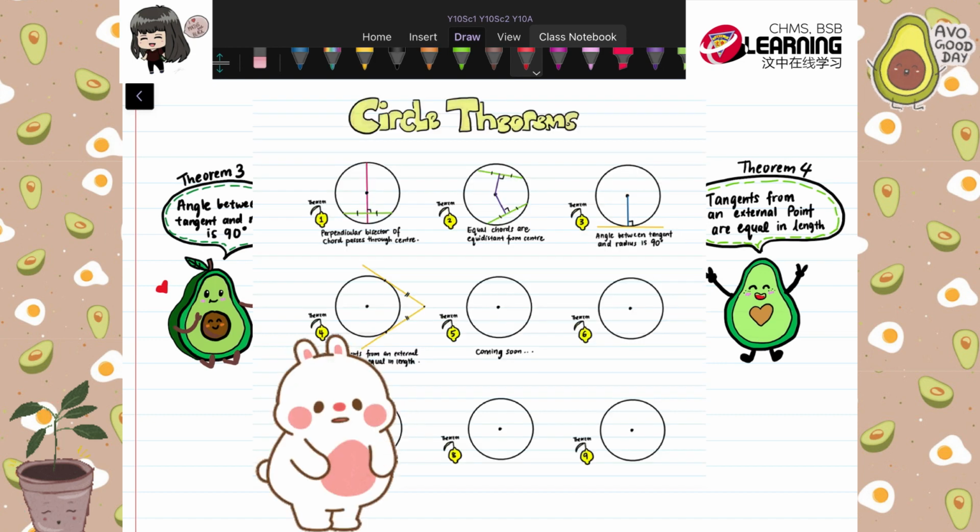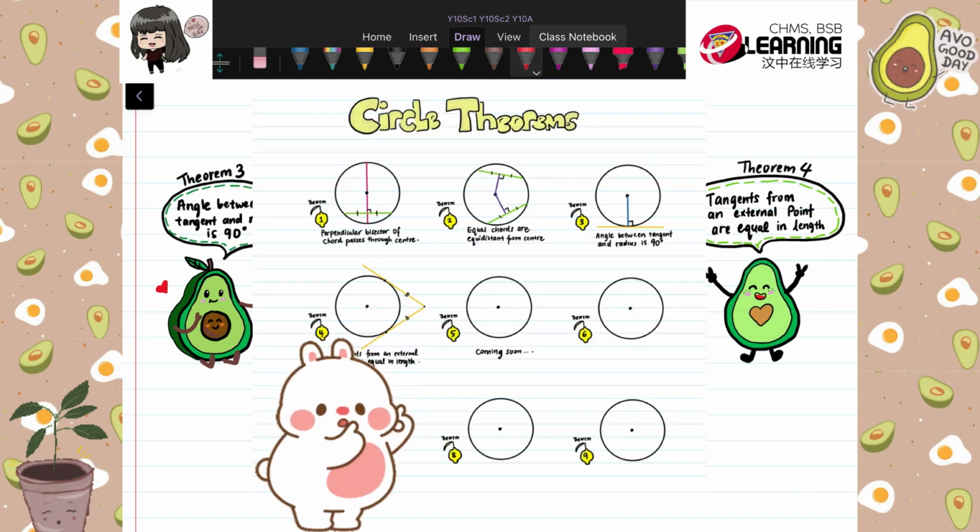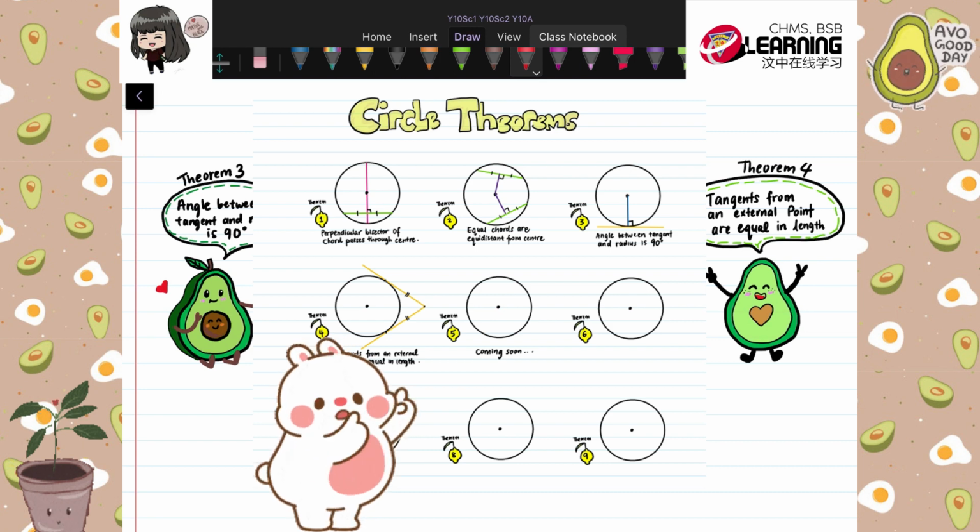So remember to copy down this Theorem 3 and Theorem 4 at the front page of your topic. This topic, properties of circles. Okay, so let's look at Theorem 3 first.